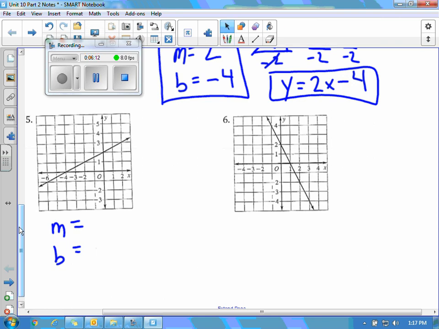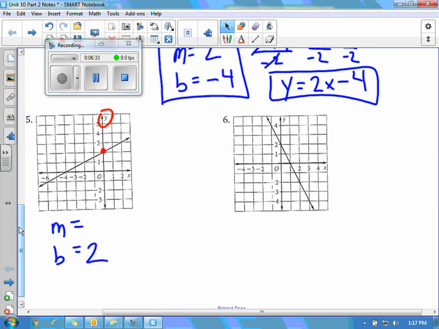So the y-intercept is the spot where this line crosses the y-axis. So the y-axis is this vertical axis, and it crosses right here. Now, when I do the y-intercept, I only care about the y-coordinate. So the coordinates for this are 0, 2. So my y-intercept would be 2, because that's where it crosses.